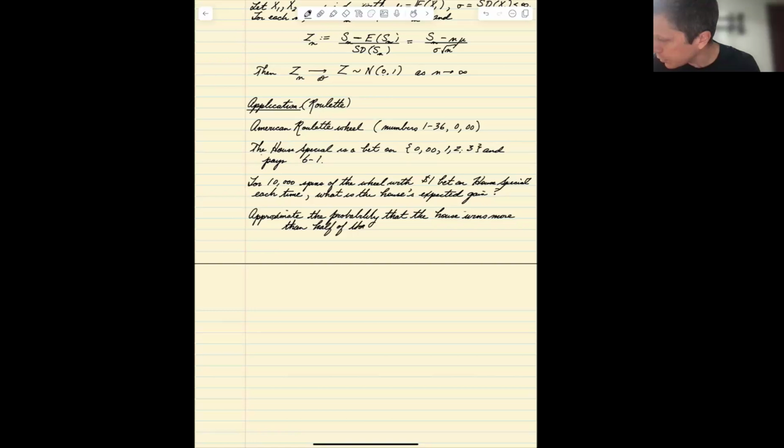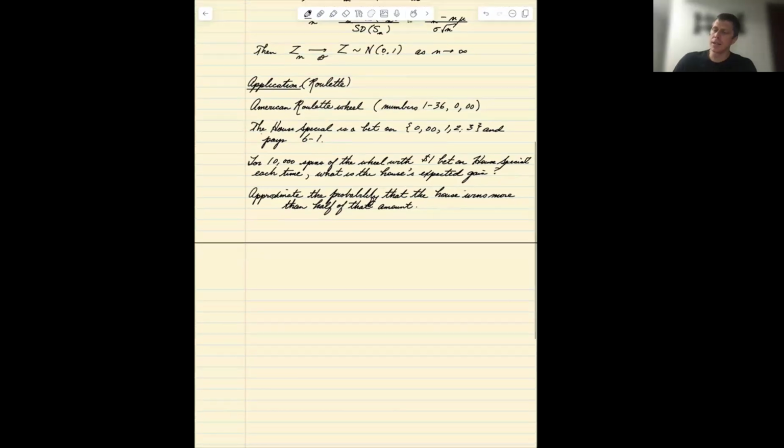If we were going to do these calculations exactly, we'd have a hard time, because the discrete nature of this means it's an intractable problem, and that's where the central limit theorem comes into play. So how do we set this up?